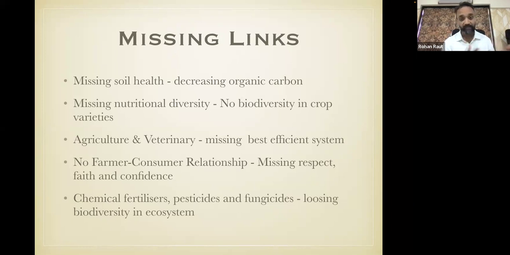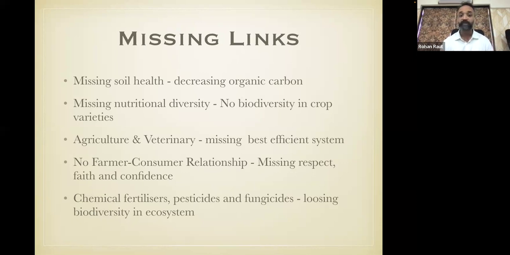If we think about agriculture and veterinary as separate divisions, then an agriculture person doesn't know anything about veterinary, meaning how to efficiently convert veterinary waste, meaning compost, into very usable manure. This is a very big missing link. Again, veterinary people don't know how to produce healthy grass or a healthy crop for their cattle or their animals.